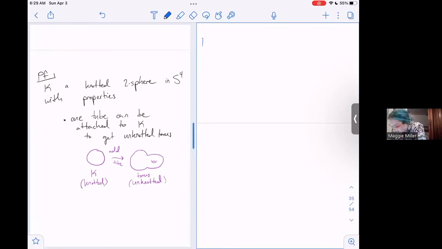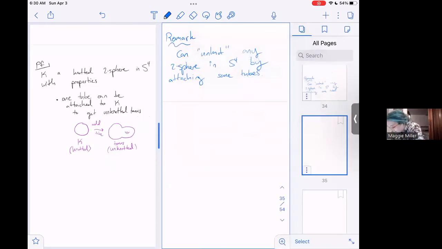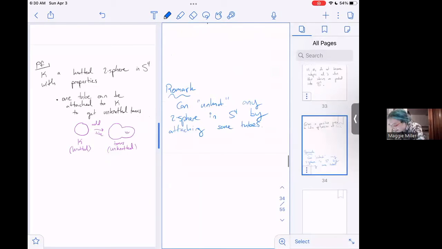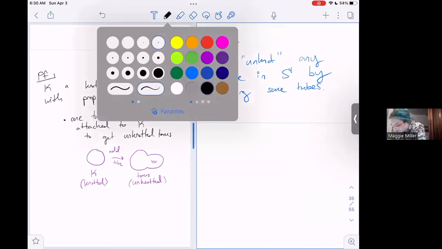So here's some remarks. We can unknot any 2-sphere in S4 by attaching some number of tubes. So first I'll prove the same thing for knots, and this is going to look more familiar because the analogous thing for knots is that we can unknot a knot by attaching bands. So let's first see this for knots.